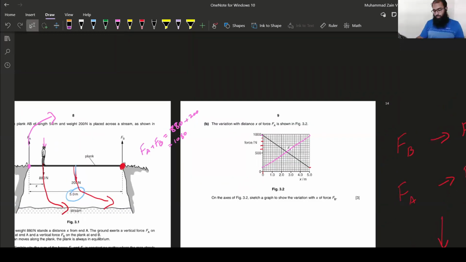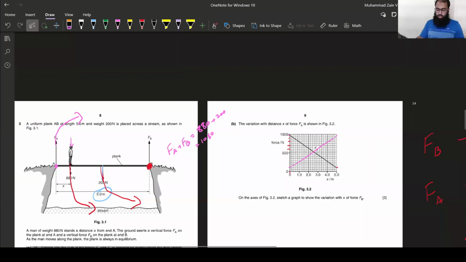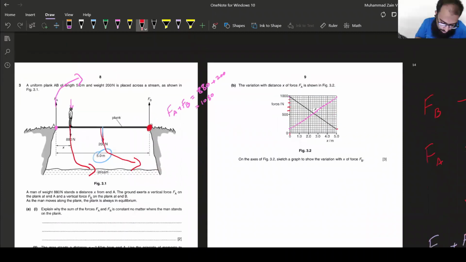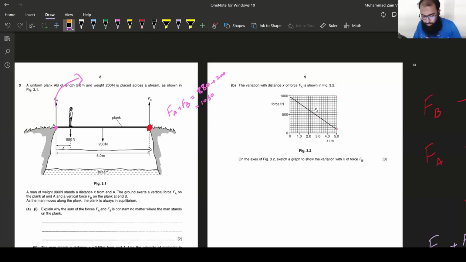Sir, could you explain this again? Yes. Okay, so the question was that the person was standing at a distance x, which they've given us here. The person starts to move a distance x from A to B. So they plotted this distance of the person from x equals 0 till x equals 5 meters, meaning from when the person was at point A till when he reaches point B.